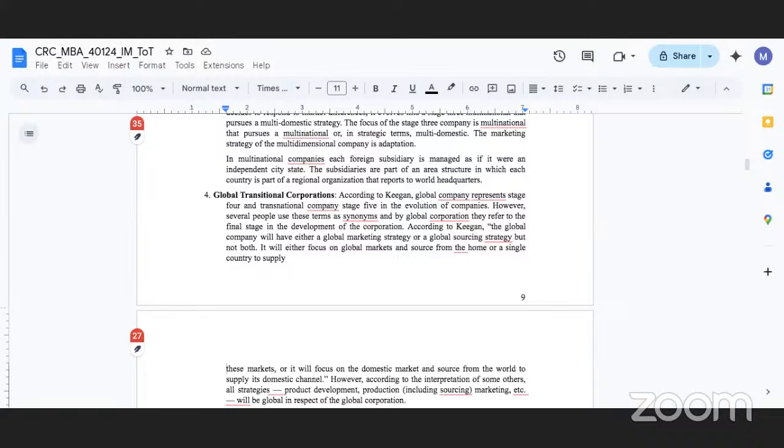So, in multinational companies, another thing that we need to consider is each foreign subsidiary is managed as if it were an independent city state. That means, though they are part of the local market or the corporate office, each country is part of a regional organization that reports to the world headquarters. The world headquarters, in most cases, if it is say India, is based in India, but not necessarily so. I may initially start off with India, but later I may move the world headquarters.